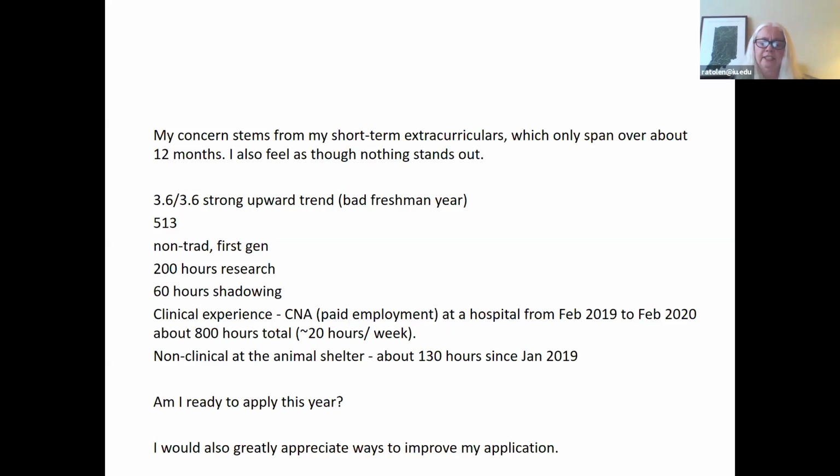So here a student expresses some self-doubt, especially with the amount of extracurricular involvement. The student says they feel like nothing stands out and asks for ways to improve their application. Again, there's very little of the qualitative information that a medical school might use in holistic review.